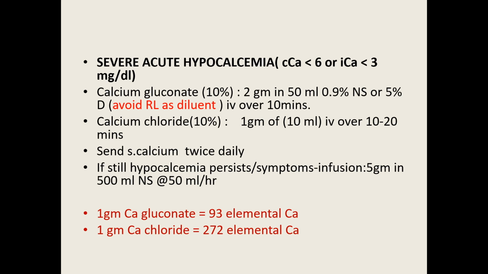Another option is calcium chloride, same 10%, but we can use a lesser quantity, 1 gram IV over 10 to 20 minutes, because calcium chloride has 3 times more calcium than calcium gluconate. Then send serum calcium twice daily, and if hypocalcemia persists or signs and symptoms remain, we infuse 5 grams of calcium gluconate in 500 ml NS at 50 ml per hour. 1 gram of calcium gluconate has 93 mg of elemental calcium, and 1 gram of calcium chloride contains 272 mg of elemental calcium, which is 3 times.